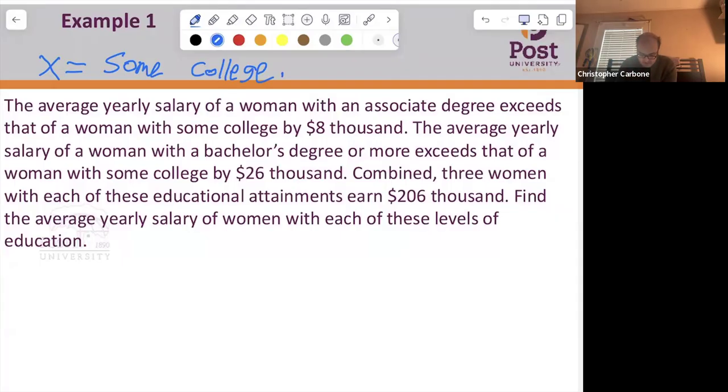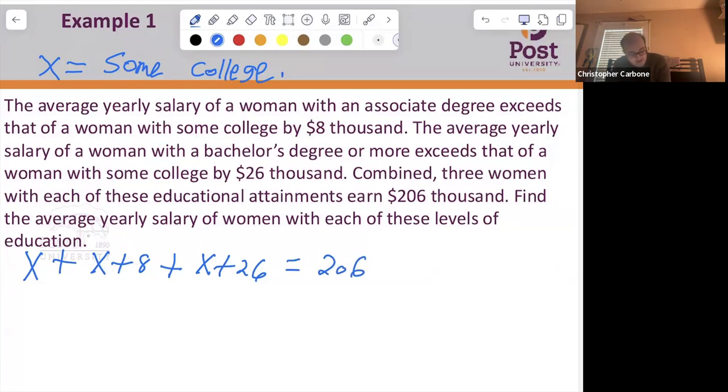So we have for the average yearly salary for a woman with some college, X. For the associate's degree, that was X plus 8. For the bachelor's degree, that was X plus 26. And we're supposed to add these together, and the combination of them is supposed to be $206,000. So X plus 8 plus X plus 26 is equal to 206, as we have our 3 levels of attainment, which I'll put in parentheses here just to highlight them.